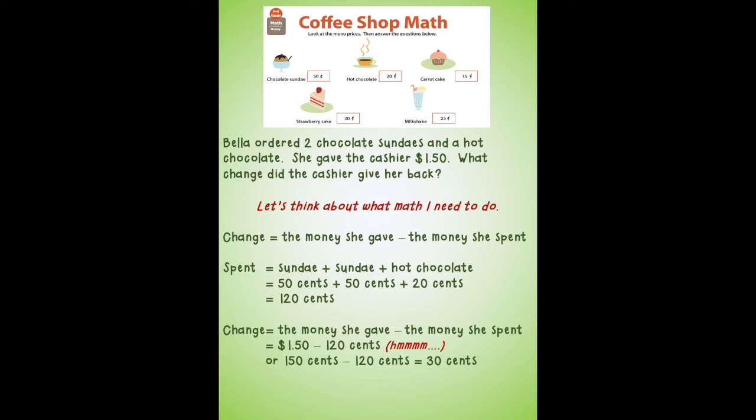$1.50 is the same as 150 cents minus 120 cents equals 30 cents left over, or the change. The other harder way is to turn them both into dollar form. The $1.50 stays the same minus 120 cents is the same as $1.20. So when I line those up and I do my column subtraction, it equals $0.30. Either way that I do it, I get the same answer. The cashier gave her 30 cents in change.